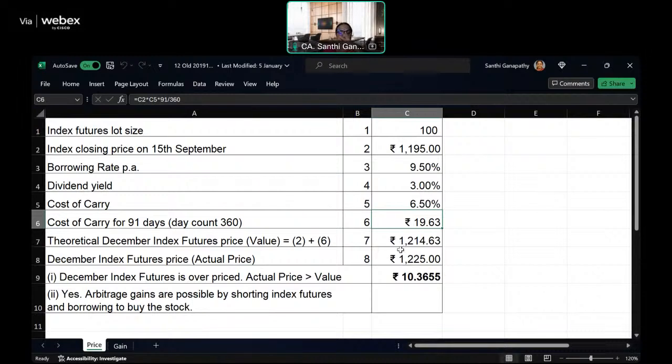Actual price is there, they are different. So it is possible. You find that December index futures is overpriced. When it should be 1214, it is 1225. So when it is overpriced, you have to short. If it is underpriced, you have to go long. So this answers the first question, whether it is underpriced or overpriced. And the second question, what is the possible gain?